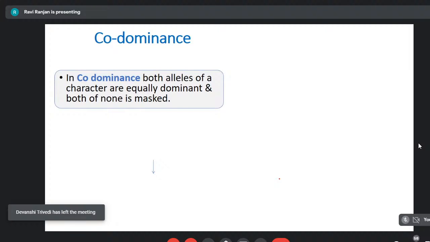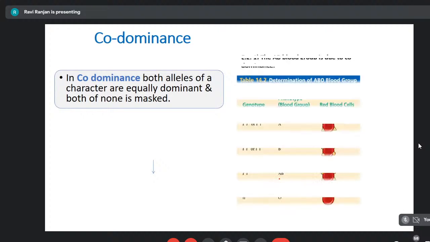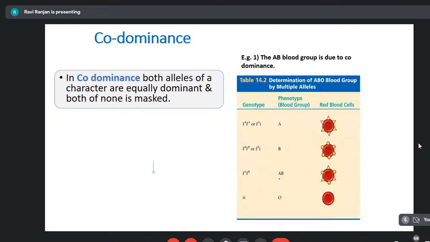The third type of allelic gene interaction is codominance. In codominance, both the alleles present at the same locus of homologous chromosomes will express themselves completely when they come together. So both of them are equally dominant over each other and no one can mask the other, right? An example for that is the ABO blood group system.